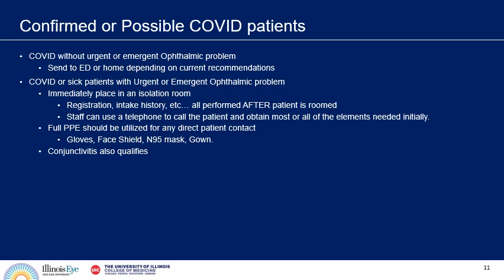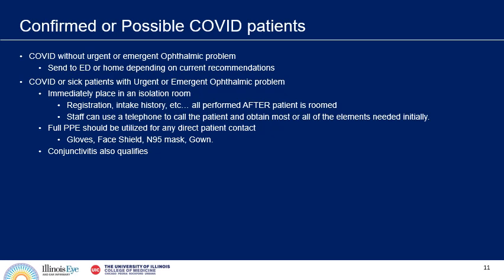Clearly, if they're without an urgent or emergent ophthalmic problem, these patients should be either sent home or to the emergency department to handle their COVID symptoms. Their ocular symptoms or ophthalmic problems need to be handled later. If they are sick, but they do have an urgent or emergent ophthalmic problem, those patients should immediately be escorted from the front entrance to an isolation room. Everything should occur in that room.